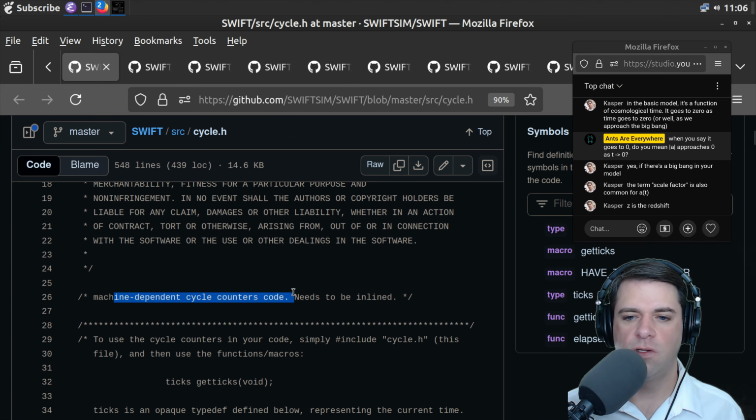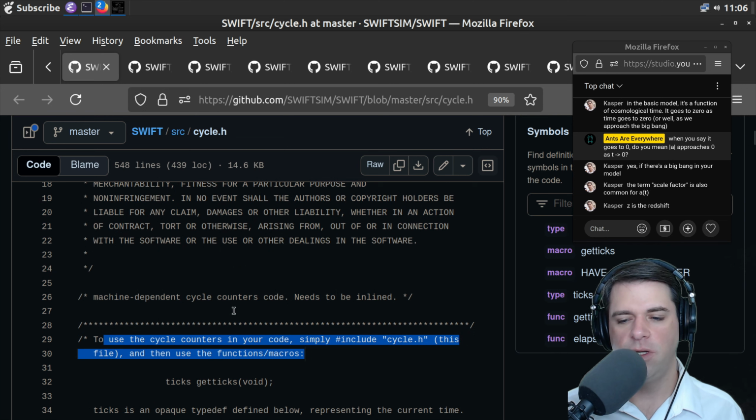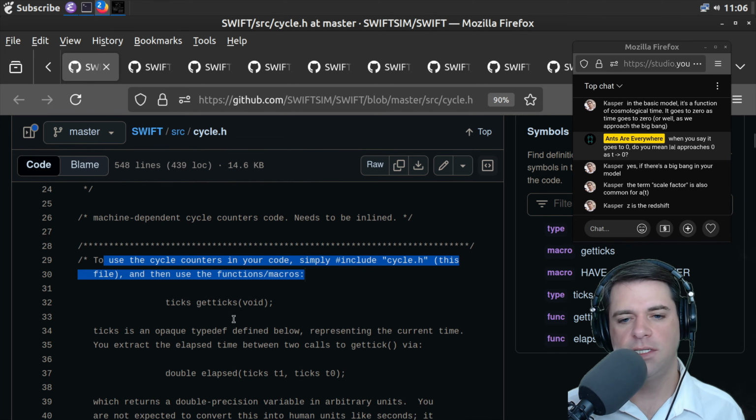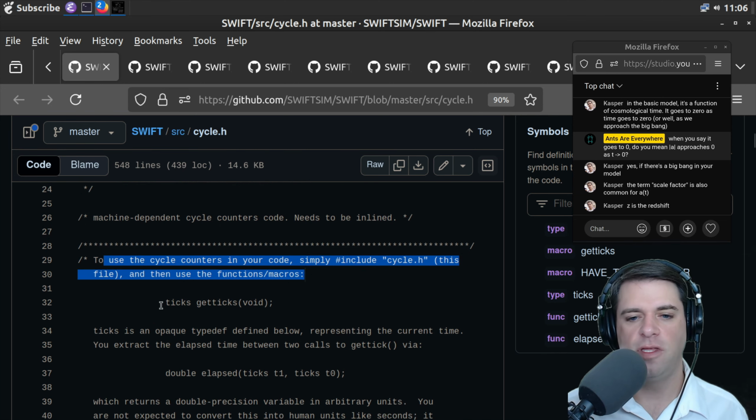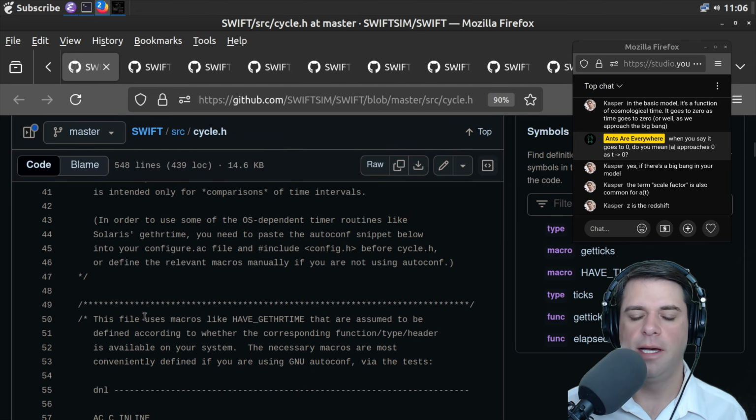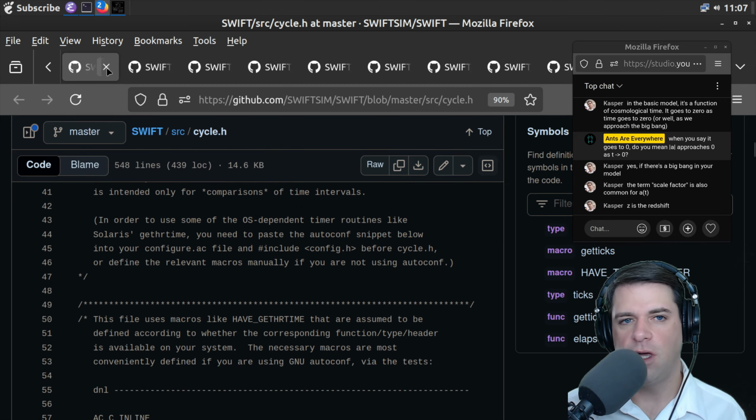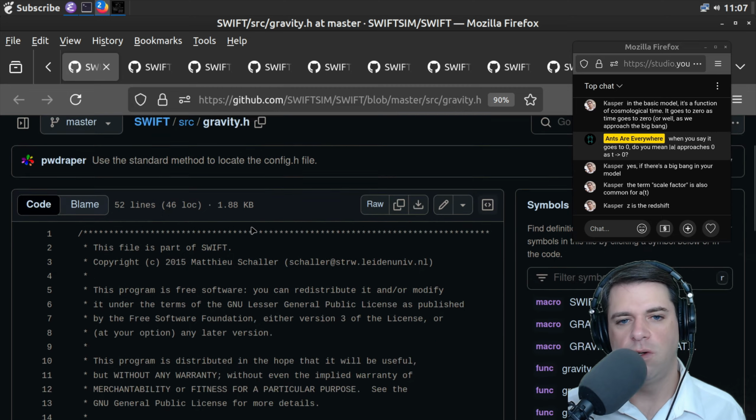Machine-dependent cycle counters code needs to be inline. To use the cycle counters in your code, simply include cycle.h. So I guess this is not about detecting cycles in a graph. I think this is about keeping track of how many CPU cycles you use, which we're going to ignore.